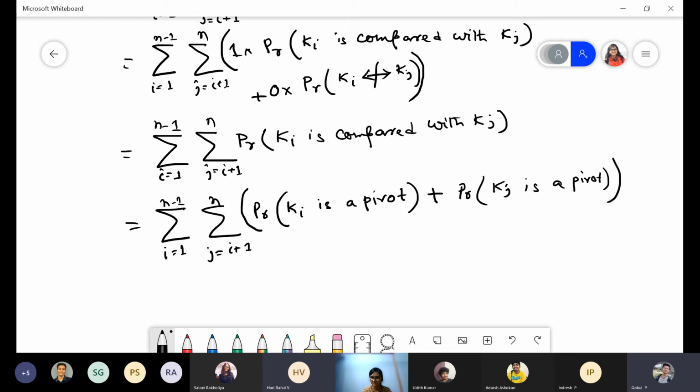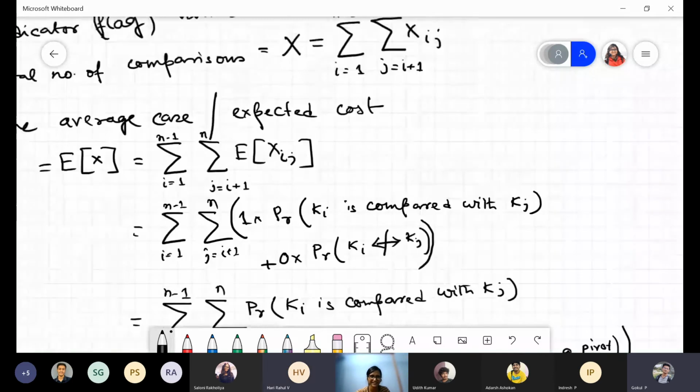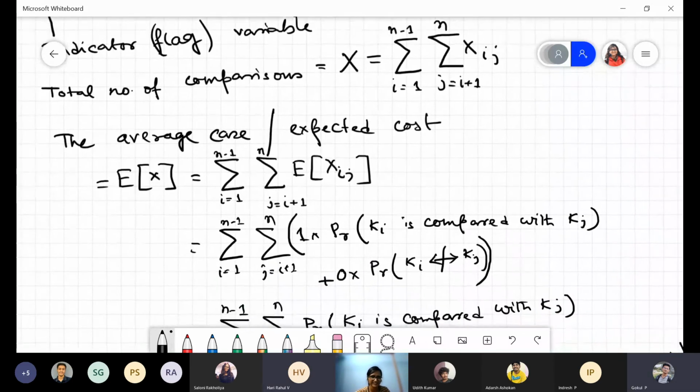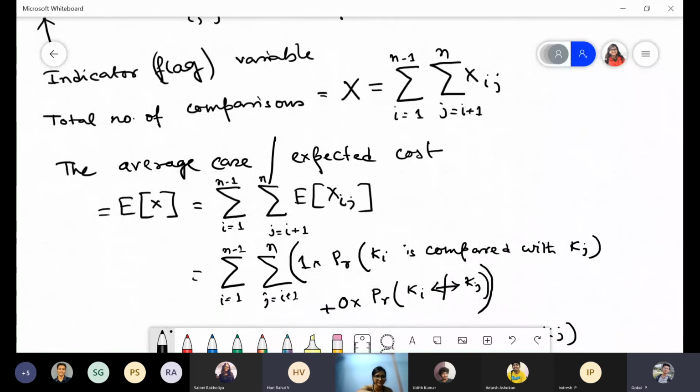Can I explain the whole thing from that indicator variable? Okay. From where? From that indicator, I didn't understand after the total number of comparisons part. Okay, from here, average case. From here onwards. Okay. Let me have some water then. I'm already tired. Okay. Yeah.